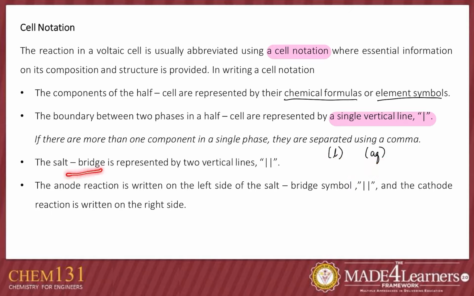The salt bridge is represented by two vertical lines. The anode reaction is written on the left side of the salt bridge, and the cathode reaction is written on the right side of the salt bridge. So if this is the salt bridge, then the reaction at the anode is oxidation. We put the components in the oxidation half reaction, not really the reaction itself. And on the right side is the cathode reaction, so that's reduction, the components of the reduction half reaction.